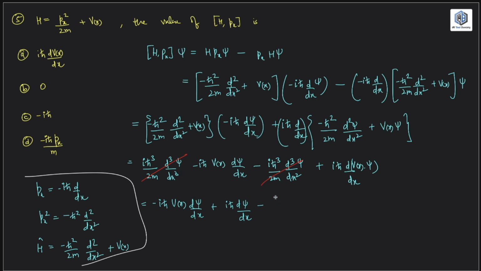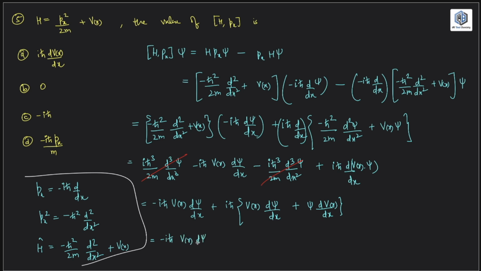Now you are using the product rule, right? So what do we do in the product rule? First of all, we differentiate one of the functions. Let's say Vx is not differentiated, psi is differentiated, plus psi is not differentiated and Vx is differentiated. There is a shortcut to solve this, but I'm doing it in a trivial manner, and it is not difficult. That's why I'm doing it.